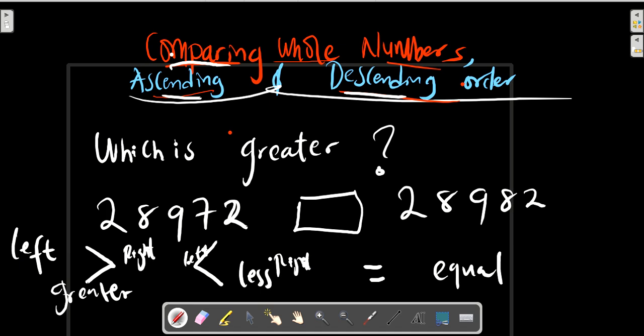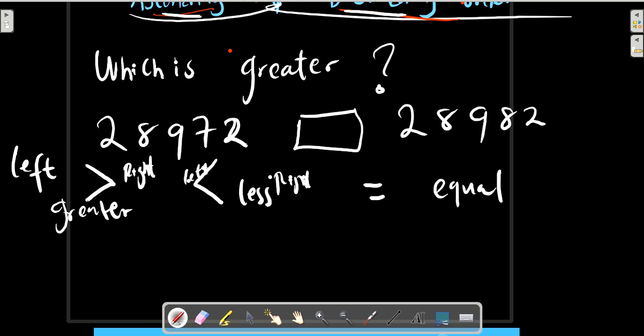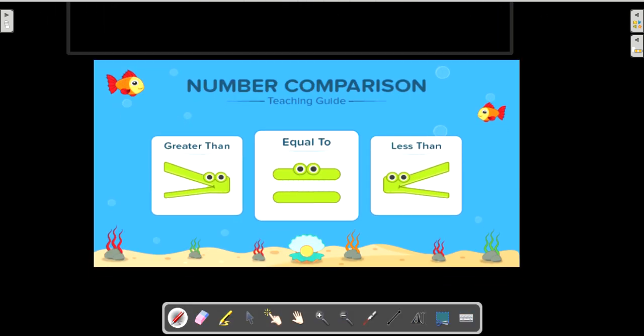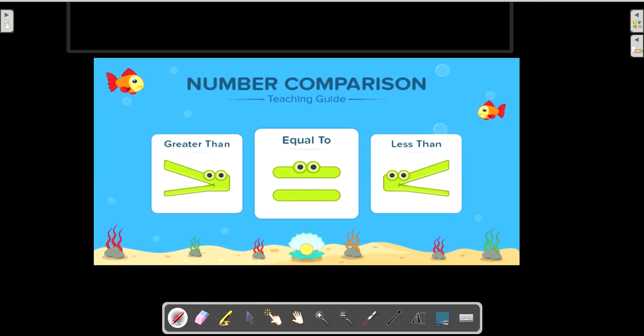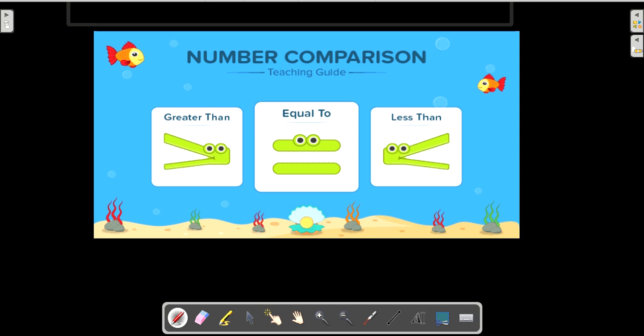Now, let's take a look at this. One way that we can easily remember the symbols is by taking a look at the croc on the screen. We can see that the croc has its mouth opened towards this direction for the greater symbol, and towards this direction for the less symbol. And for the equal sign, we can just take a look at this.